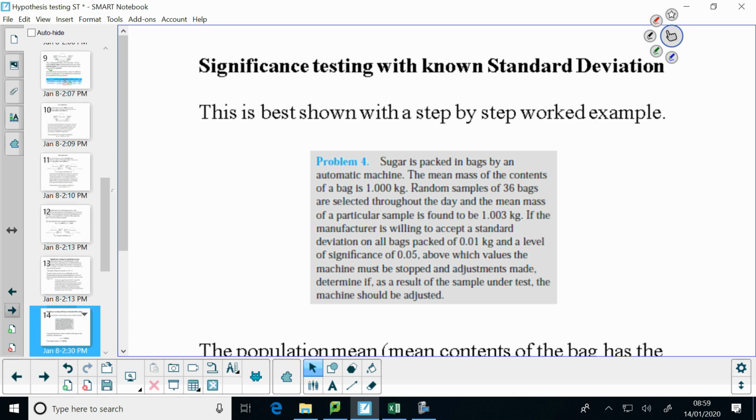So we're trying to make a decision, as it appears that the sample suggests these bags are okay, but it is a question of a 5% chance of happening.